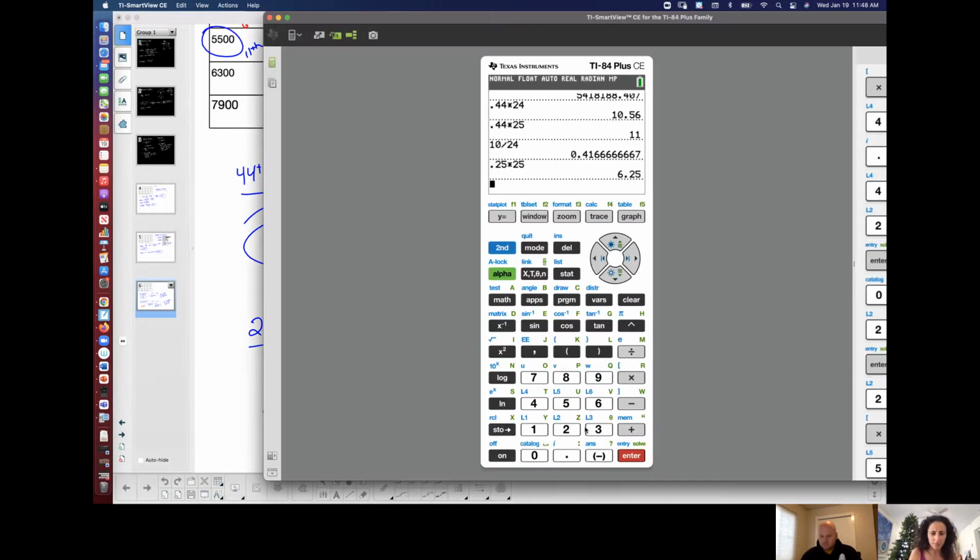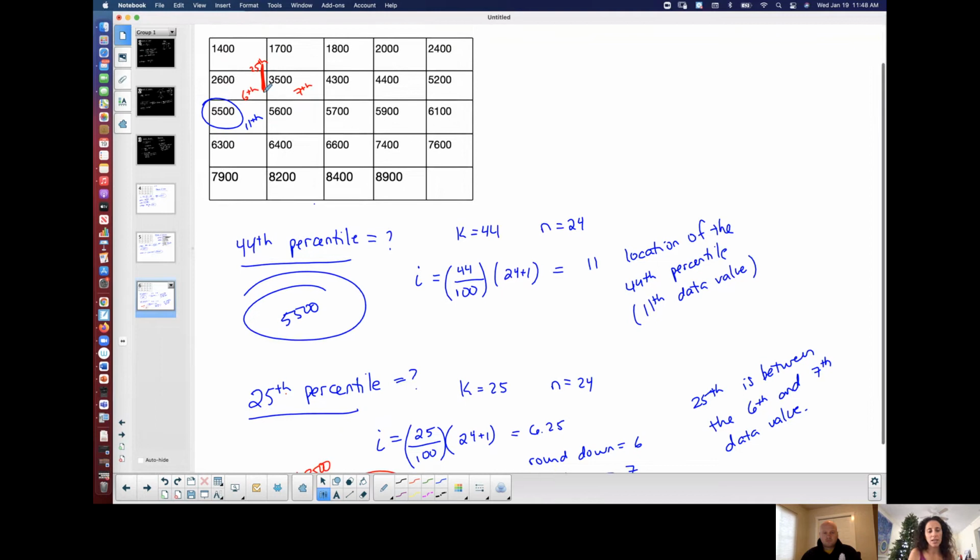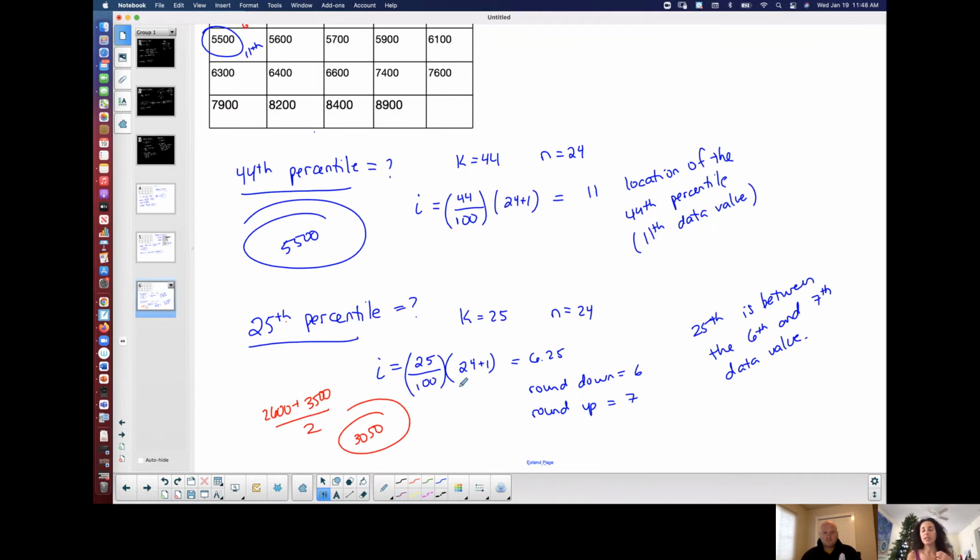And actually, 2,600 plus 3,500 and divide by 2, and I get 3050. So 3050 is my 25th percentile for this case. Okay. So does that make sense with percentiles? Not crazy hard, right? But I think initially it can be weird.